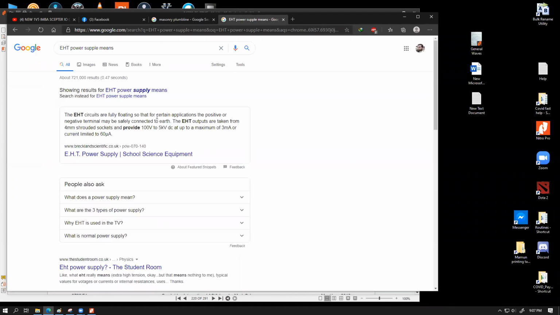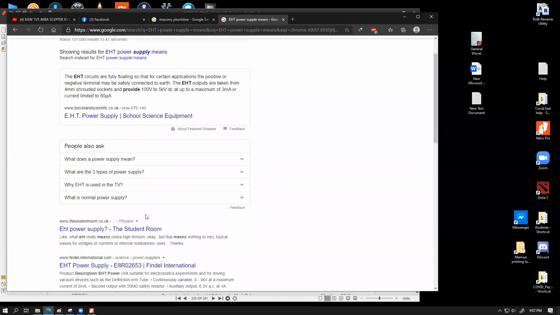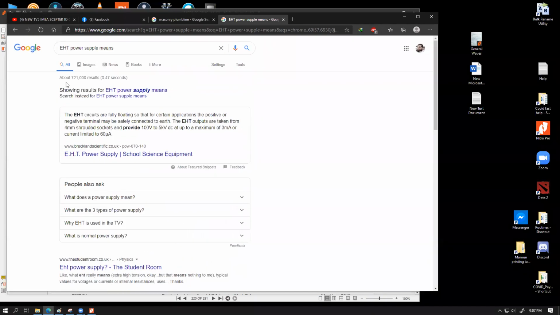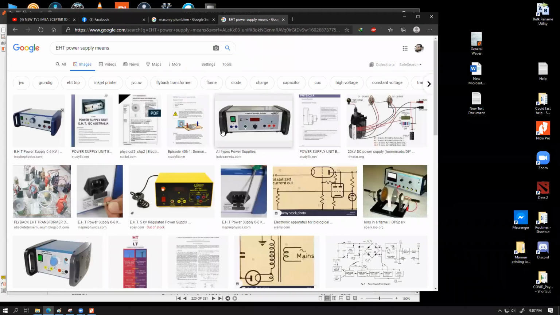EHT supplies are fully floating so that the positive or negative terminal may be safely connected to Earth. EHT outputs are taken from a 4mm shrouded socket. What does it mean? Extra high tension. Okay, yeah, exactly. But that means nothing to me. Typical values for this mean these are some variable voltage supplies which have flying leads out of them. They're very high voltage but very small current, so you can touch them, but you're not going to get a shock. But they can work for static electricity scenarios like the way that we have explained. Yeah, if we had tried to look for these things, this sort of stuff.